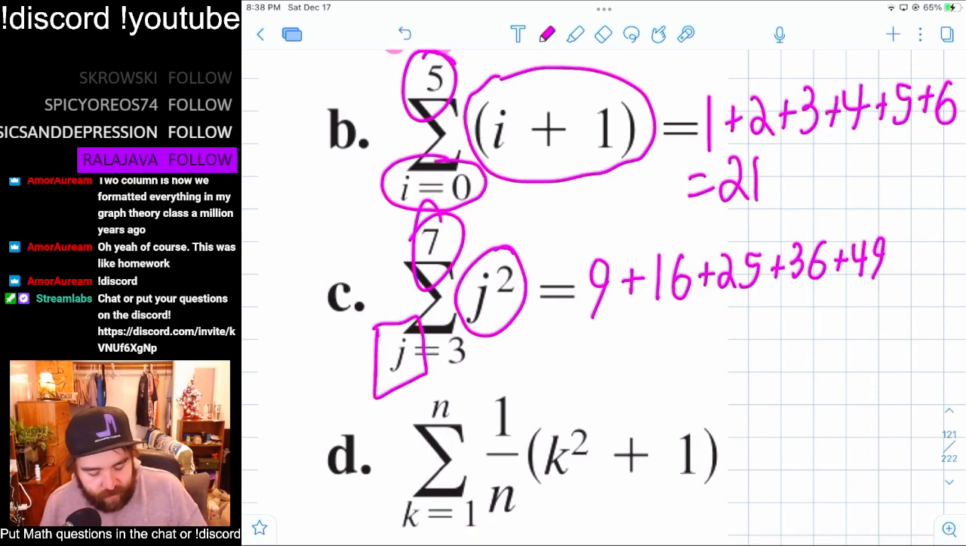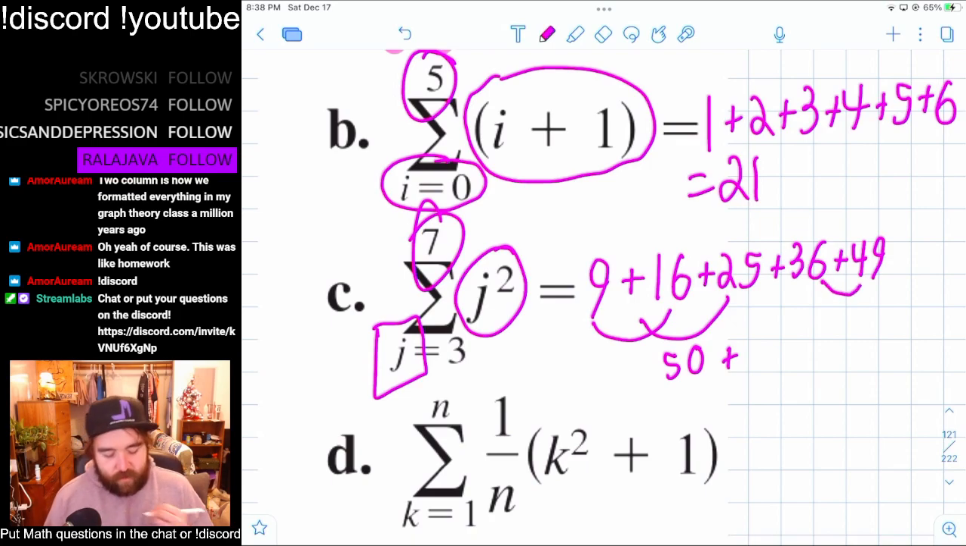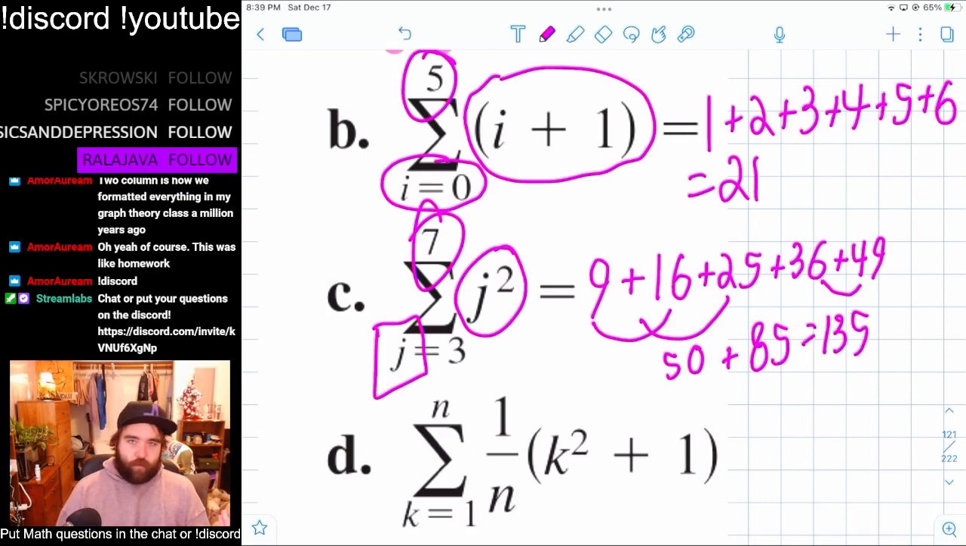And so there we go. We just have to add those together, so let's try to do it intelligently. 9 and 16 is 25. 25 and 25 is 50. And then over here, add the 1 to this, making it 35 plus 50. So that's 85. So altogether, it's 135.